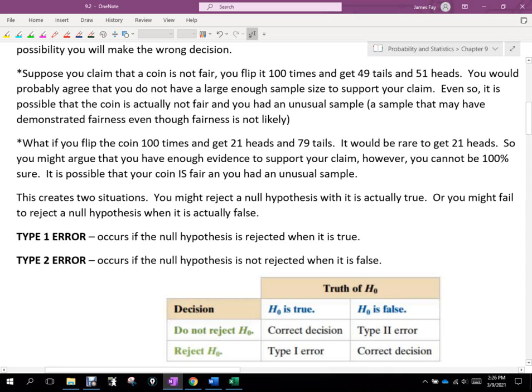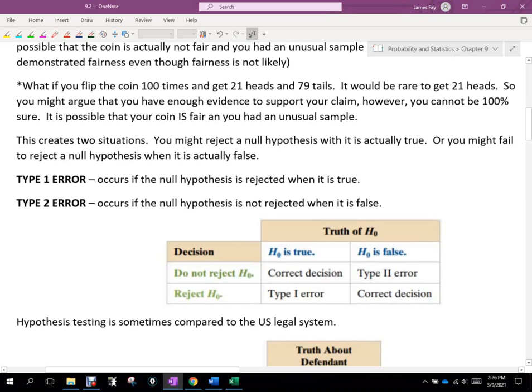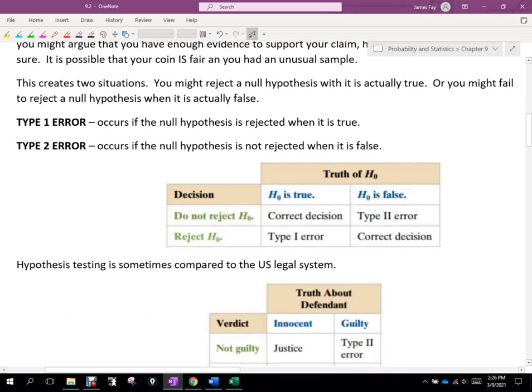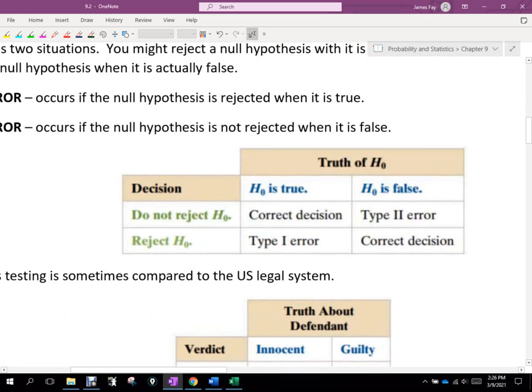So we get two situations. You might reject a null hypothesis when it's actually true, or you might fail to reject a null hypothesis when it's actually false. I struggle mightily with trying to remember this chart. So this is what I do. I write this phrase here, R-A-A-R.